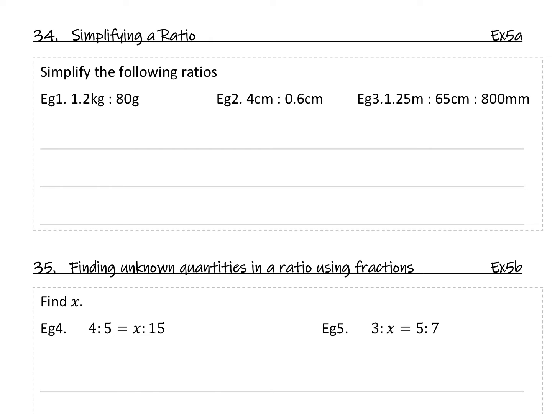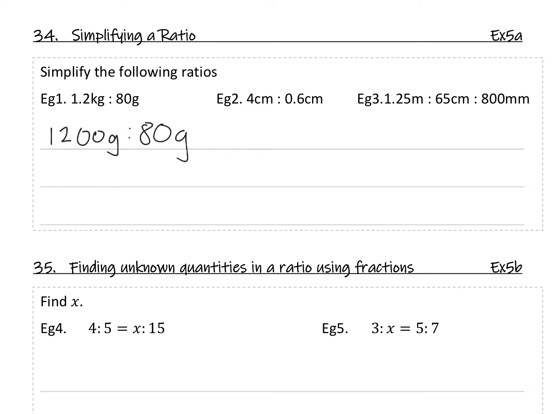Example 1. We have 1.2 kilograms to 80 grams. We would begin by making sure our units are consistent, so we put them all into grams. There's 1,000 grams in 1 kilogram, so 1.2 kilograms is 1,200 grams. So that's 1,200 grams to 80 grams.